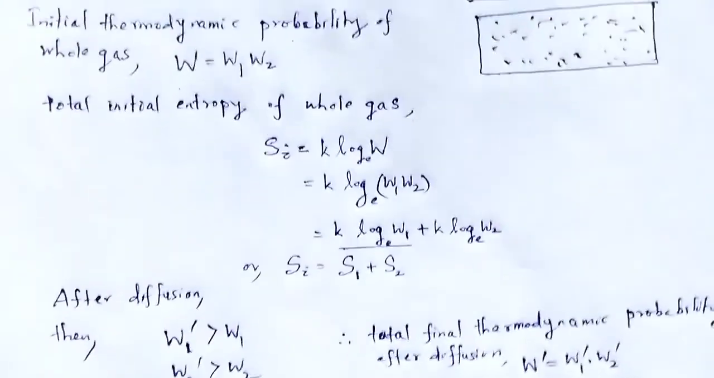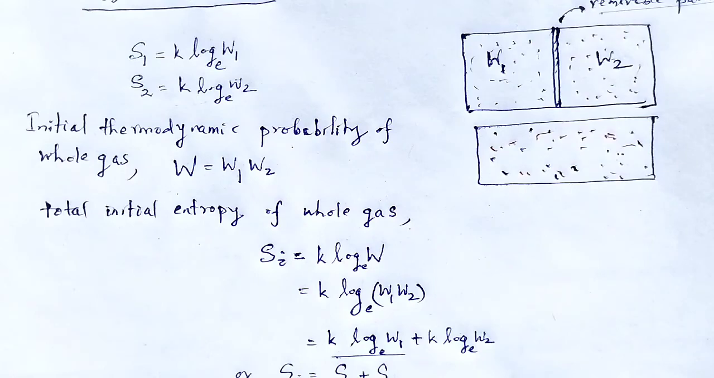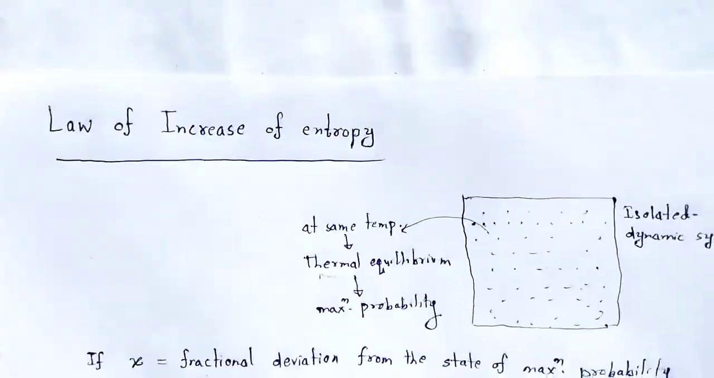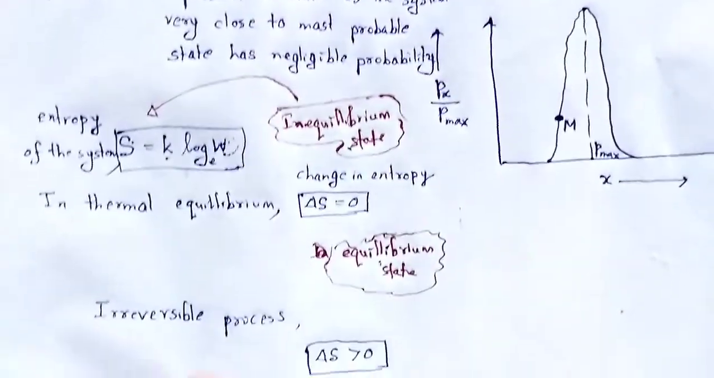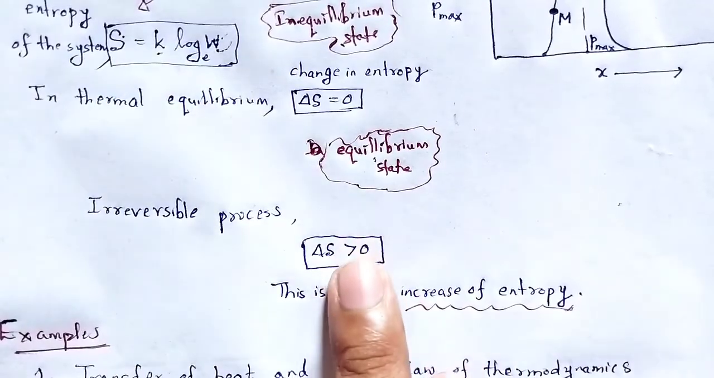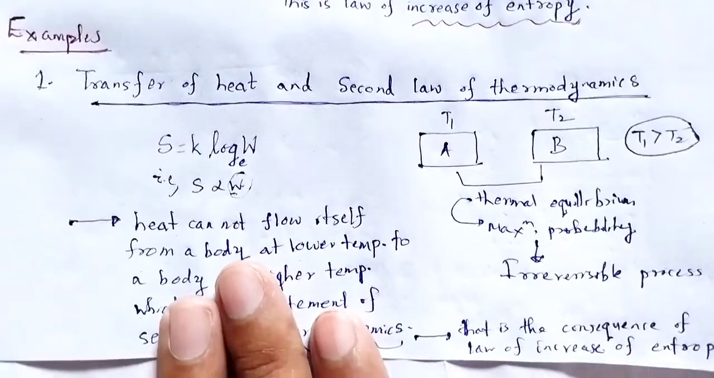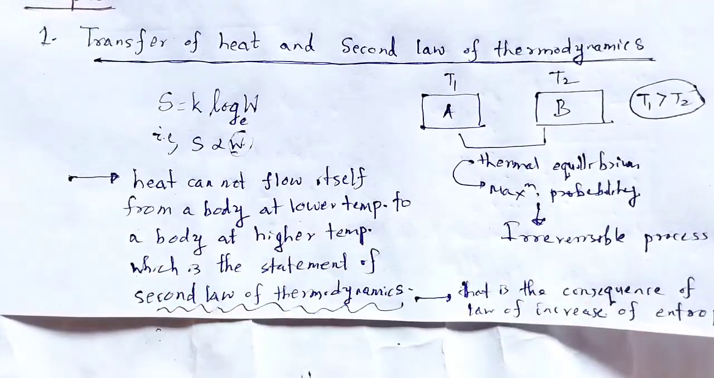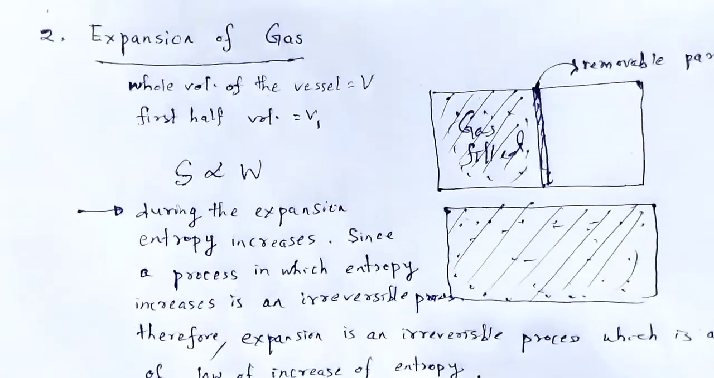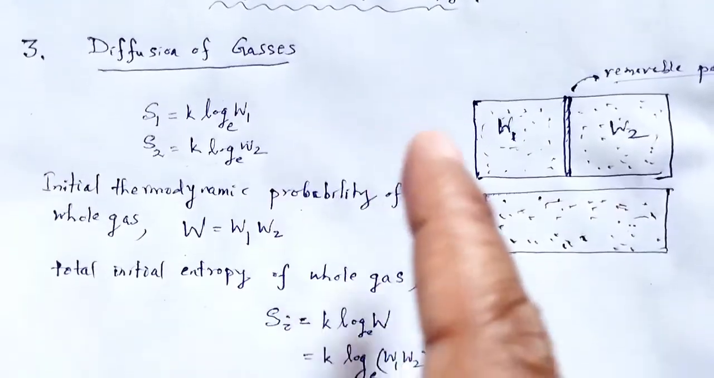This is the diffusion of gases. So with the help of this video lecture, we understand what the law of increase of entropy is, and examples of the law of increase of entropy. First example, transfer of heat, and the second law of thermodynamics. Second example, expansion of gas, and third one, diffusion of gases.